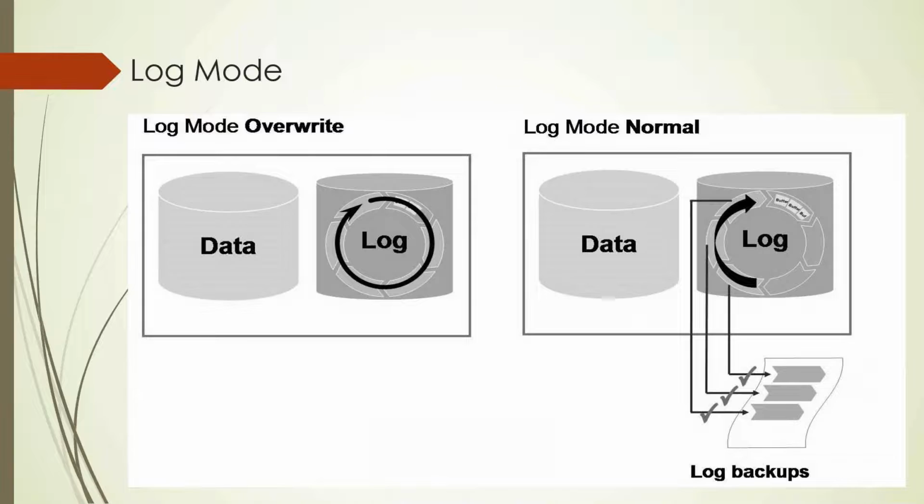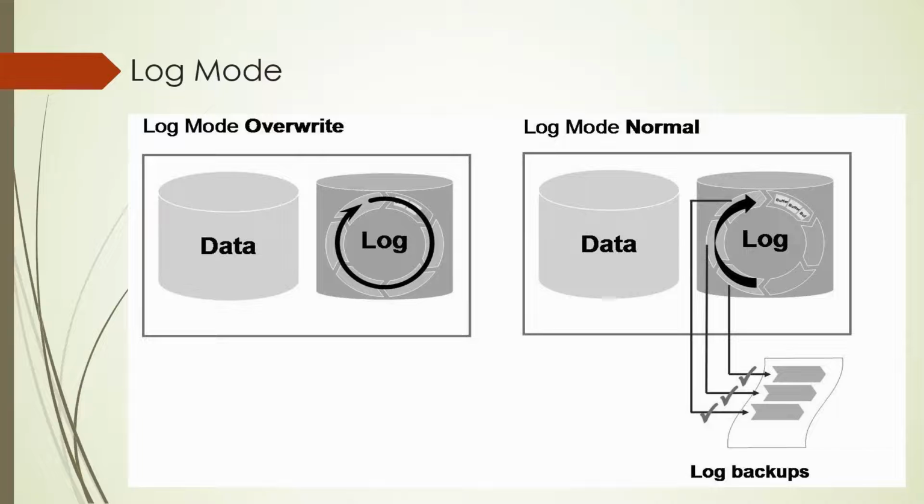Okay, so log mode. In the HANA database, we have two log modes. First is normal and the second is override. If you set the log mode equal to override, then the database won't generate the logs. The log will not be generated. Log backup will not be triggered in case of override. So it is circular.